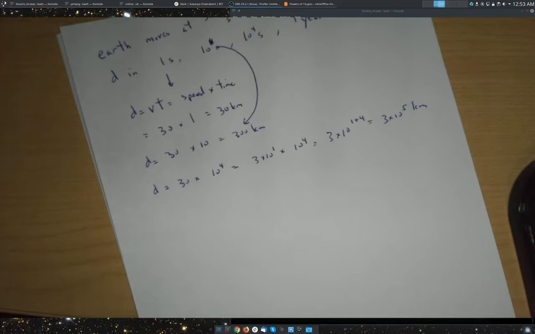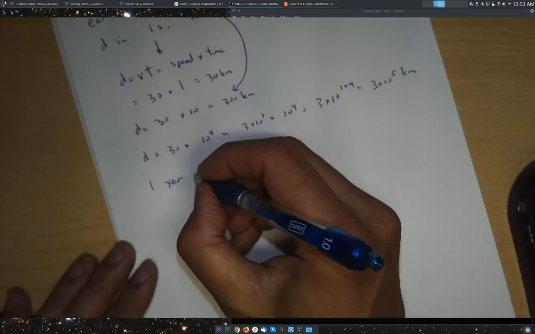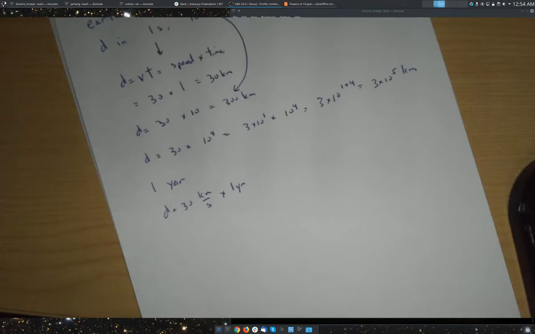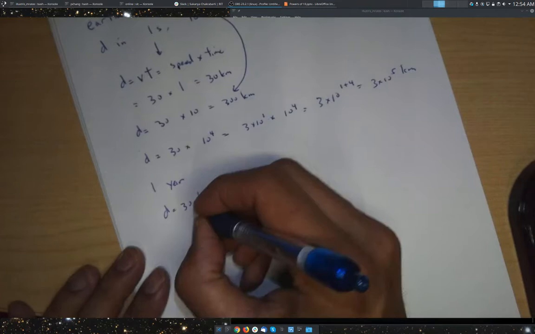1 year. And this is the thing that becomes much iffier. You can't multiply D is equal to 30 kilometers per second times 1 year. Doesn't make sense, right? Because we need to convert the amount of seconds in a year in order to make this work. So we need to know what that conversion is. How many seconds are in a year? Let's go ahead and figure this out.